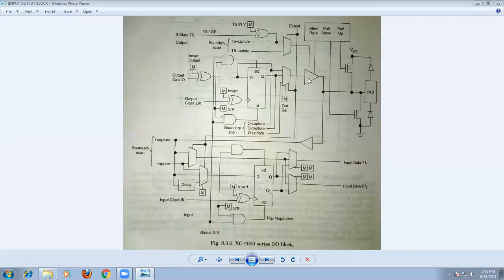And in the buffer stage, if the 3-state signal is logic 1 and the 3-state invert bit is 0, then in this case the output buffer is in the high impedance state.